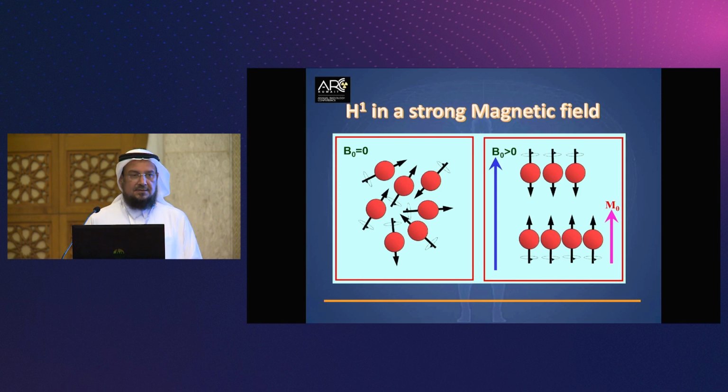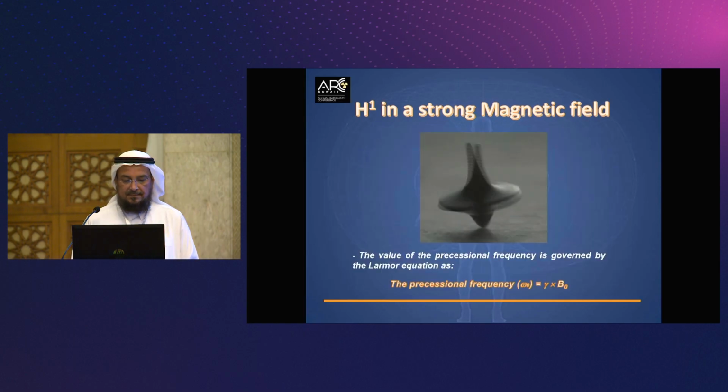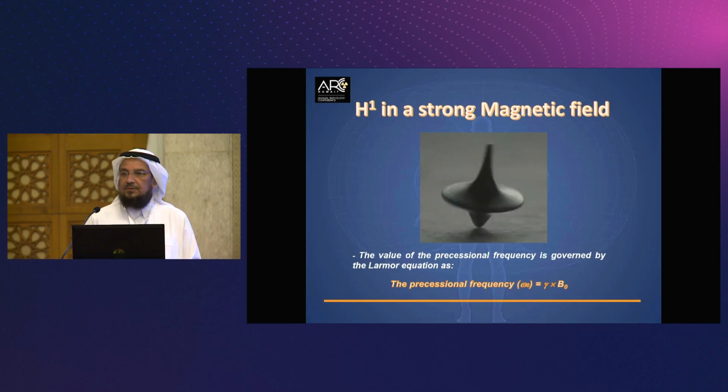To get the signal from hydrogen, we have to put the protons in a strong magnetic field. This means we have to generate a strong magnetic field, and the patient should be inside that field, to make the protons aligned with the magnet, either parallel or anti-parallel. Once the protons are inside the magnetic field, they will start to precess about the magnet. They will start to spin about the magnetic field.